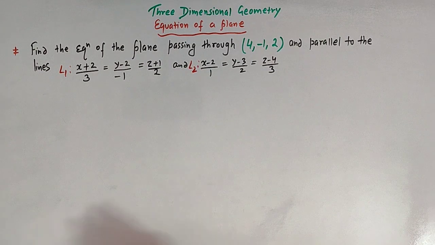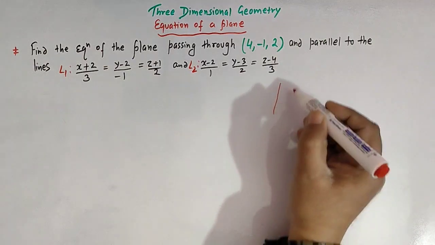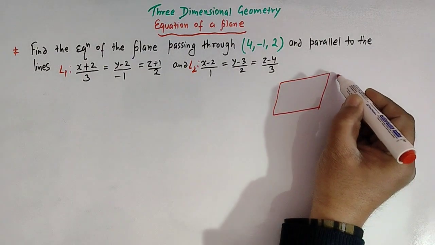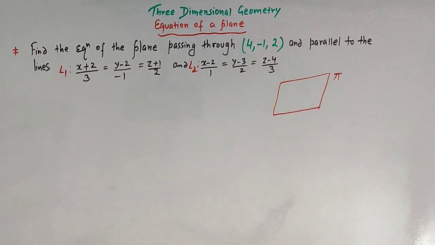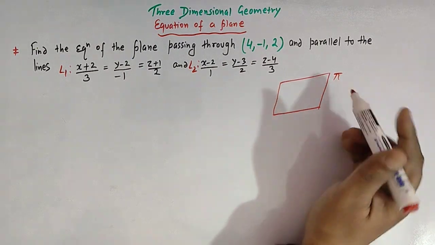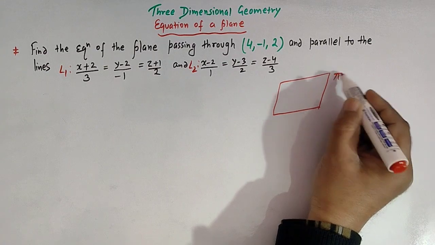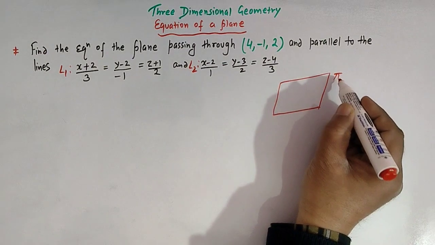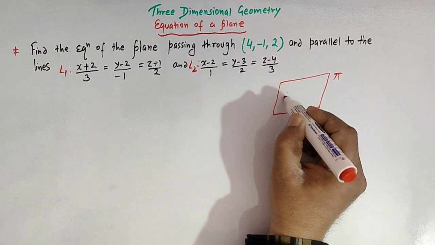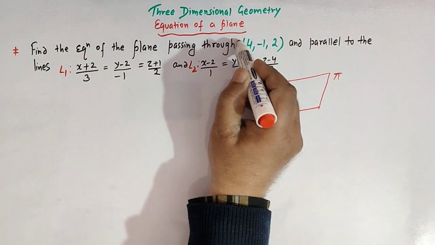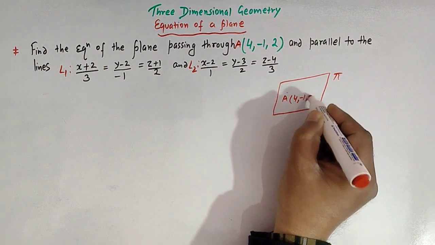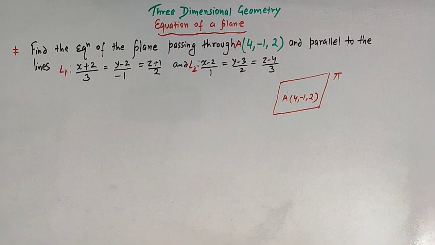Let us first draw a rough diagram. Suppose this is the required plane, and let us denote this plane by the letter pi. This plane pi passes through some point, let us say this point A, which is (4, -1, 2).